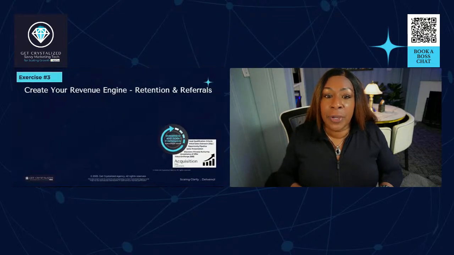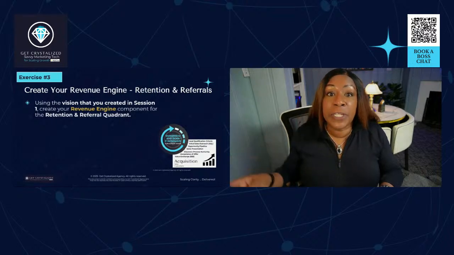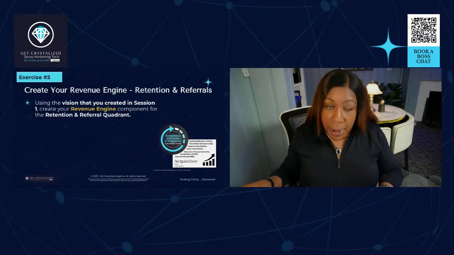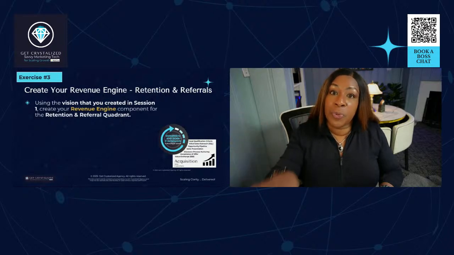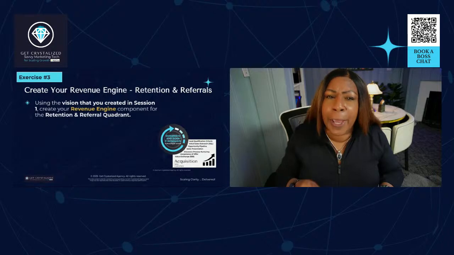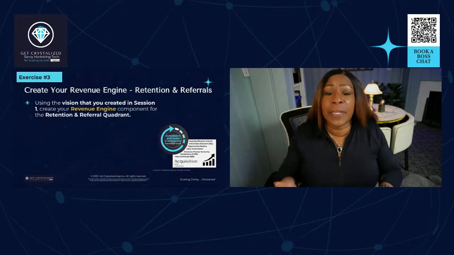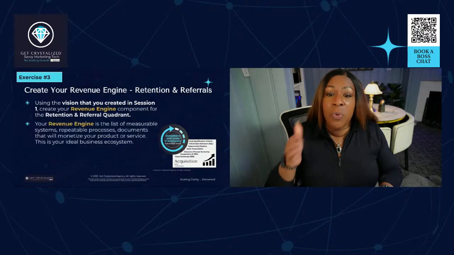And so I encourage you to do your exercise. Create your revenue engine for retention and referrals. Use the vision you created in session 1. Remember the vision? The vision is what you wrote when you answered those clarifying questions for each of the quadrants. That's in your workbook, but you may have needed more paper. So you did it, right? You did your homework. So create that revenue engine for retention and referral.